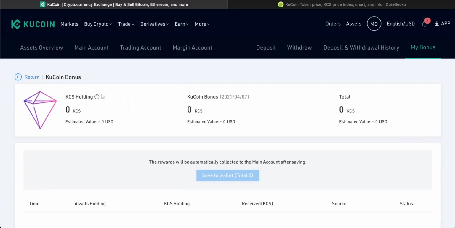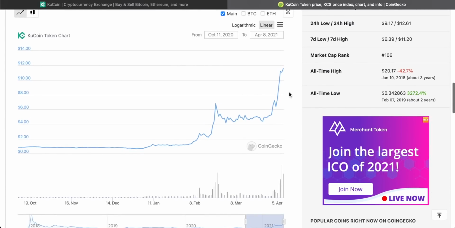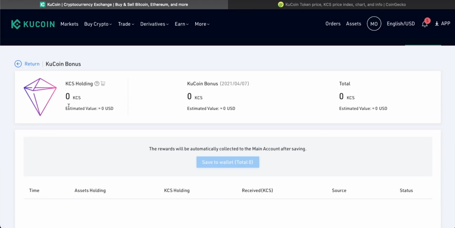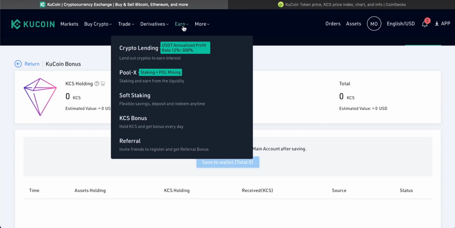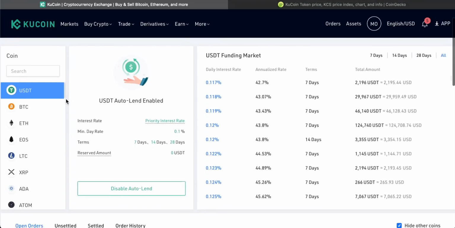Now obviously the downside is that the price can also fall. So if the price of KCS goes down 50%, then earning 15% as an annual yield isn't going to be that great because you would lose money overall. But now we can get onto lending on KuCoin. So we can come up to the Earn platform and click on crypto lending and see all of the assets that we can lend out on KuCoin.